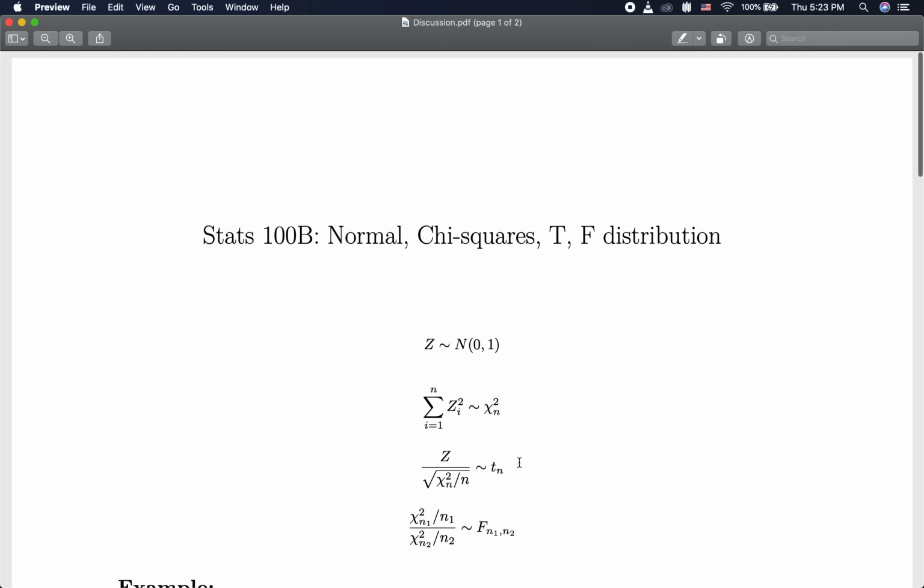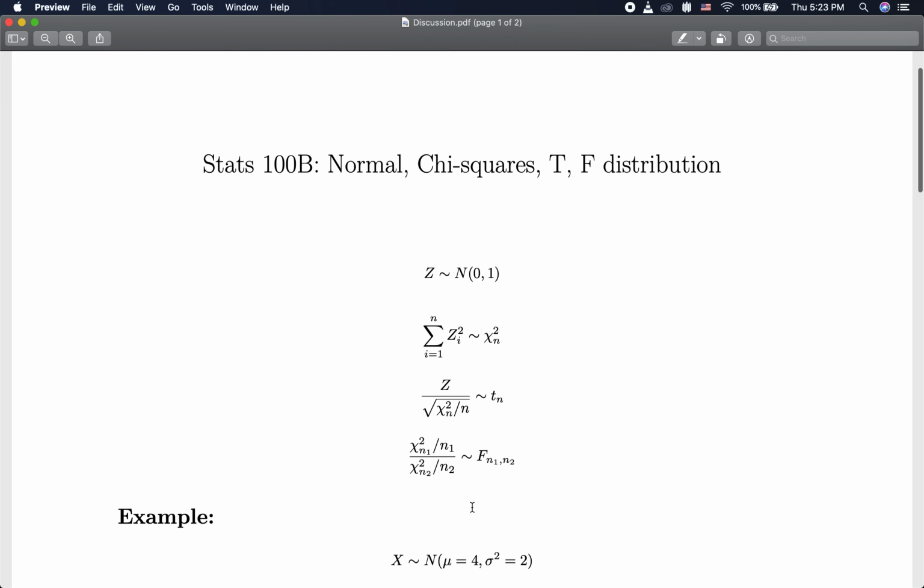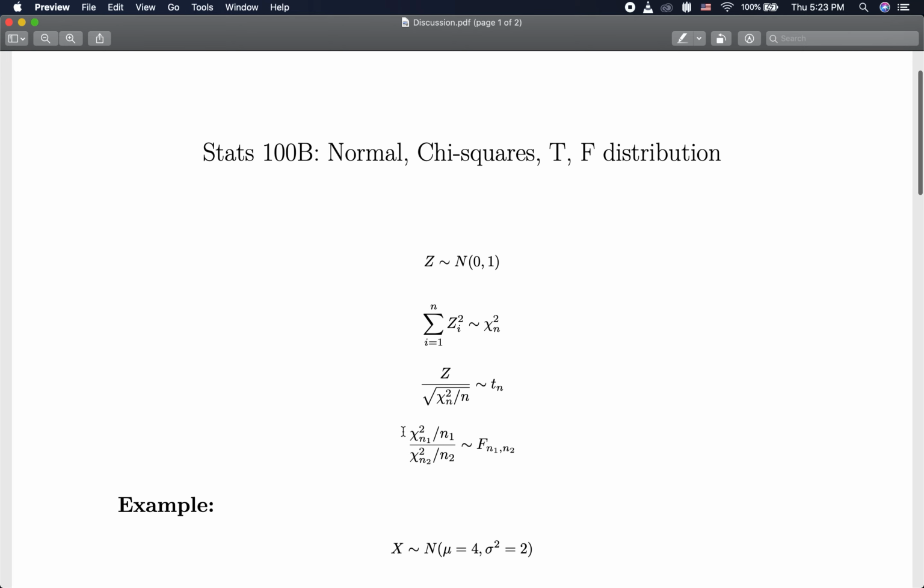And finally we have this one. If we have a chi-square distribution with n1 degrees of freedom, divided by its degrees of freedom on the numerator, and the same thing for another chi-square distribution with n2 degrees of freedom, divided by its degrees of freedom, then this fraction gives us an F distribution. The F distribution has two degrees of freedom, denoted n1 and n2. So all the subscripts here refer to the degrees of freedom of the corresponding distribution.